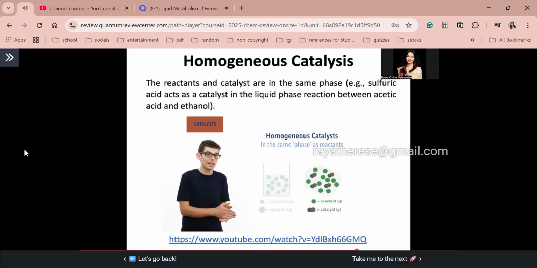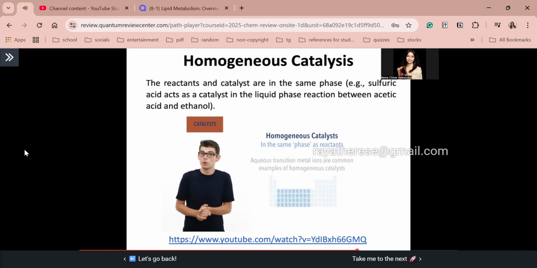Aqueous transition metal ions are commonly used as homogeneous catalysts as they have variable oxidation states, allowing them to easily oxidize and reduce other aqueous ions. A classic example of homogeneous catalysis is the reaction between iodide and peroxodisulfate ions. Both of these ions are negatively charged, meaning collisions between the two are unlikely as the negative charges of each repel, and this makes the reaction very slow.